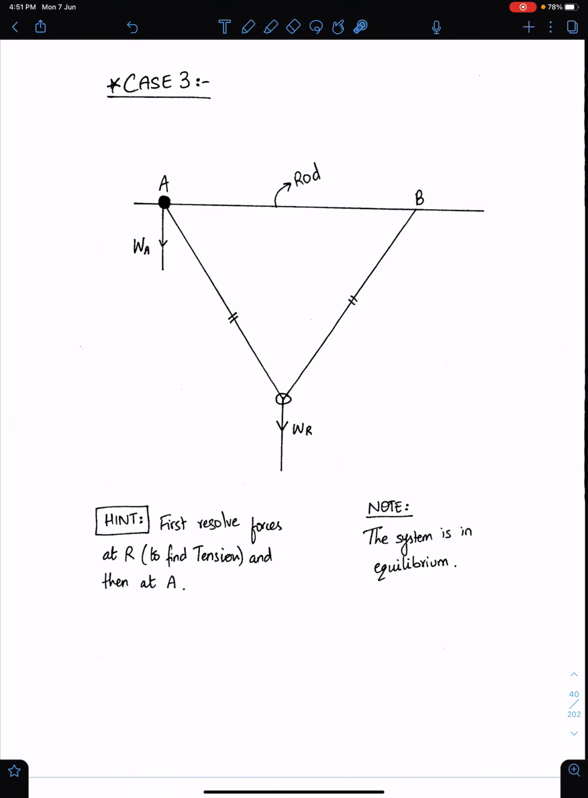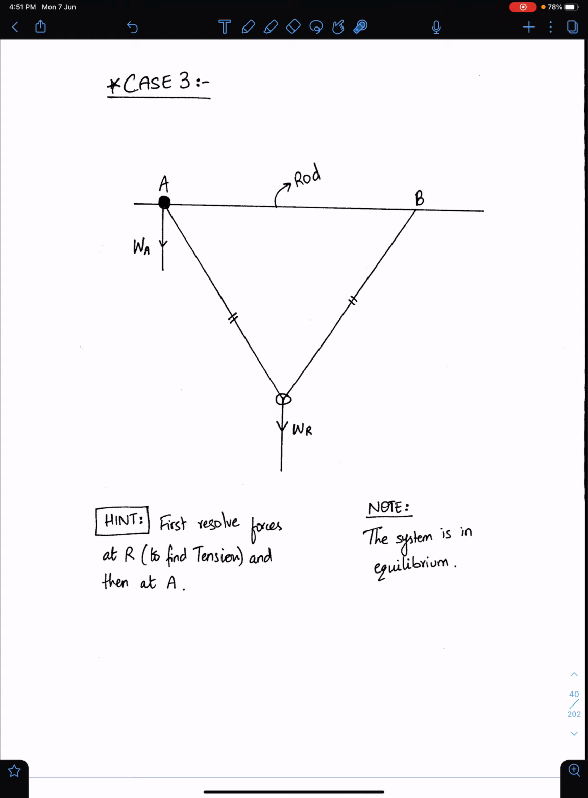Case 3. This is the situation of case 3. This is the ring, this is the fixed point, and this is the second ring. This is the weight of ring A and this is the weight of ring R. And these two tensions are equal. I mean, this triangle is isosceles.